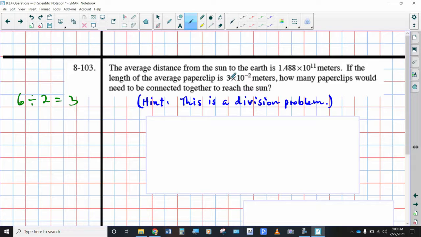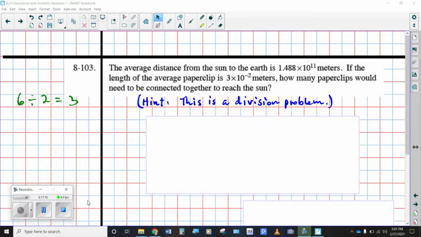So how many paper clips would you fit between planet Earth and the distance to the sun? So we're going to have to take the distance to the sun divided by the length of the paperclip will tell you the number of paper clips you can fit. So this divided by that is going to be how you solve the problem. Go ahead and see if you can figure out the answer to that using the steps that we've already learned for dividing with scientific notation.